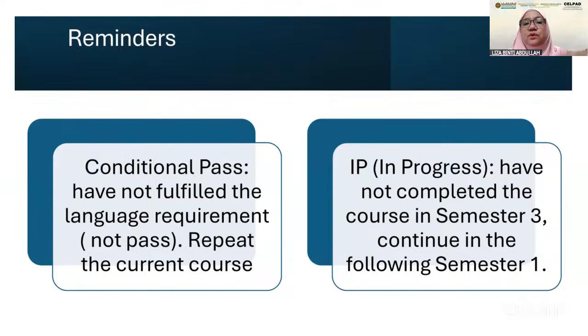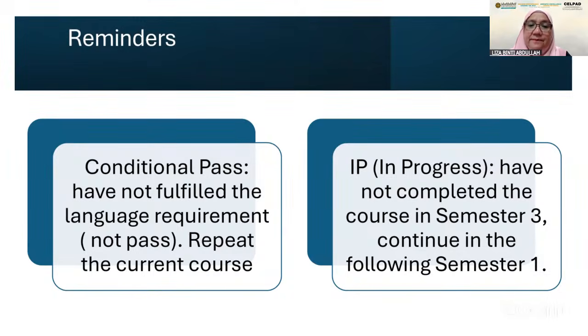We are using this term due to visa requirements. If we say fail, you may have trouble getting your visa or renewing it for the international students. So we are using this as a blanket for everybody. If you don't pass, we put conditional pass, but you have to register because you are repeating the course. That is one term.